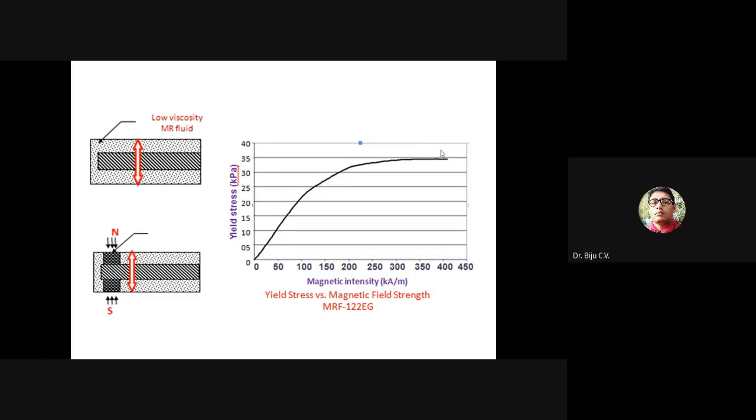Now let us see this particular characteristic curve of this magnetorheological fluid. You can see that as the magnetic field increases, the yield stress also increases, and around 35 kilopascal it is saturated. Beyond that, whatever magnetic field you apply, there is not much use. So you have to limit it. The operating region is around 300, 350 kiloamps per meter. So what is happening here is that you are applying a magnetic field and achieving the maximum yield stress, so that further movement is restricted.